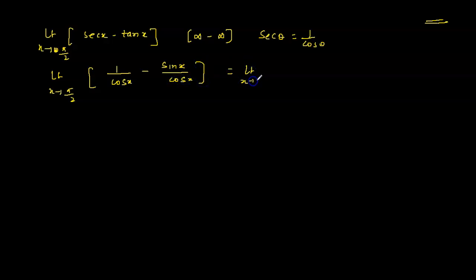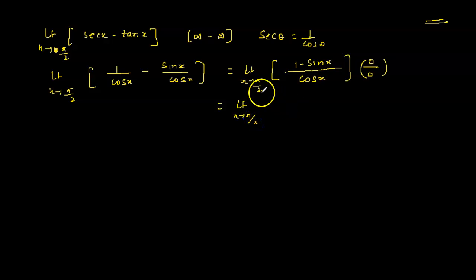So limit of x tends to pi by 2, I can write the numerator 1 minus sin of x, and the denominator cos of x. Now you substitute the value pi by 2. Sin 90 is 1, so 1 minus 1 is 0, and cos 90 is 0. So 0 by 0. Differentiating, the numerator becomes minus cos of x and the denominator becomes minus sin of x. So the minus cancels. Putting pi by 2, cos 90 is 0, sin 90 is 1. 0 by 1 is a real number, we get 0.